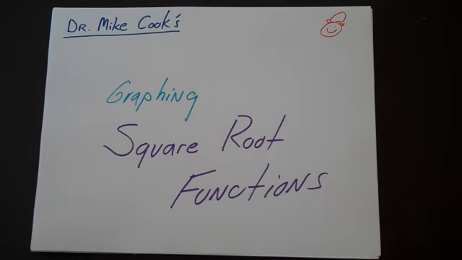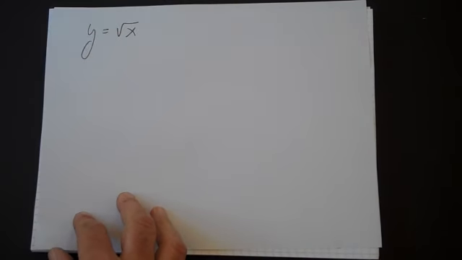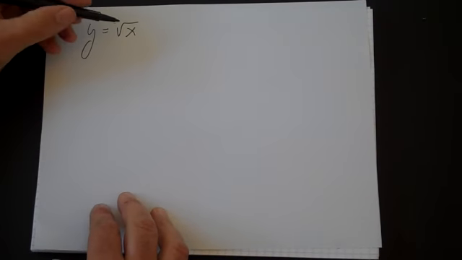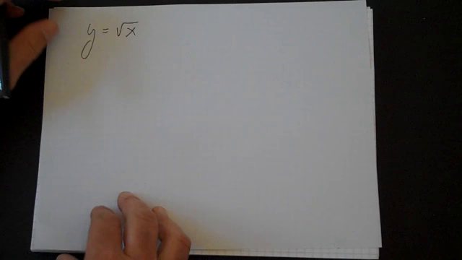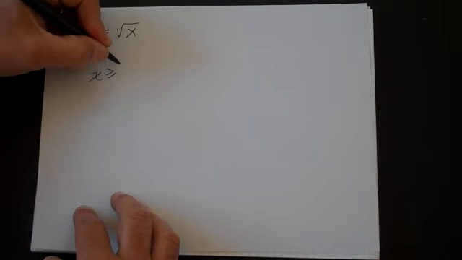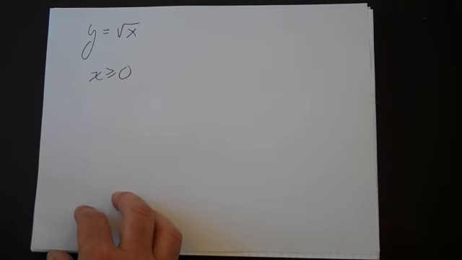Now let's look at graphing square root functions. So to start with, let's just look at y is equal to the square root of x. And let's look at the basic relationship of that. Well, the first thing that we notice is that x has to be greater than or equal to 0, and the reason is because otherwise you would end up with the square root of a negative number, which you can't do unless you use imaginary numbers.